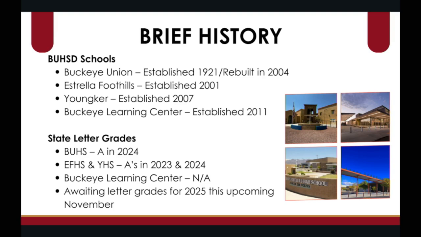We're very proud of the fact that Buckeye Union High School district is an A school district. And Buckeye Union as a school itself became an A school last year. Estrella Foothills and Yonker High School were A schools in 23 and 24. And our Buckeye High Learning Center, we do not have enough kids who qualify to take the ACT test at that school, so they don't count in our letter grades. We are awaiting letter grades for 2025 this upcoming November, and we will be excited to share those with the community when they come out. That being said, our district has been an A-rated school district for the past 3 years.